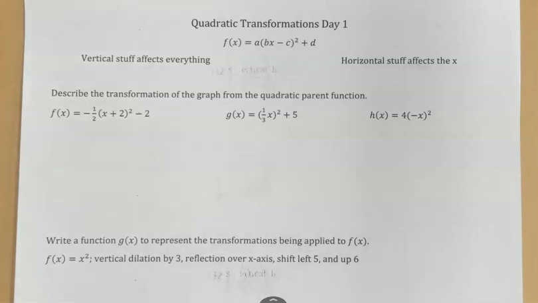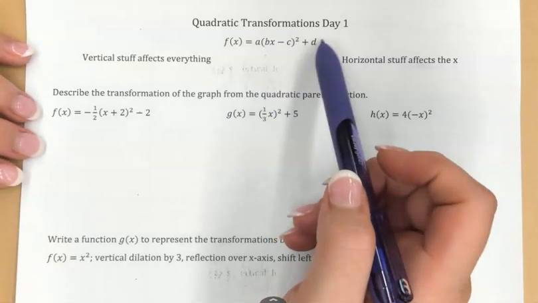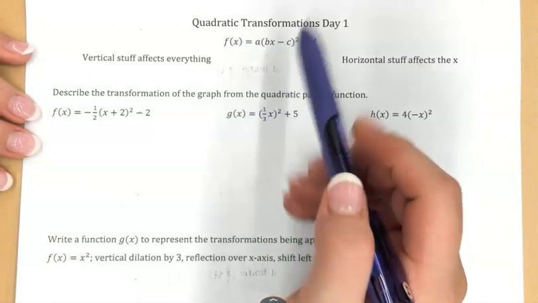All right, we are continuing quadratics. Today we're looking at transformations, which we have talked about before, but today we're going to focus in on how they affect our quadratic functions. So this is our transformed form for a parabola.